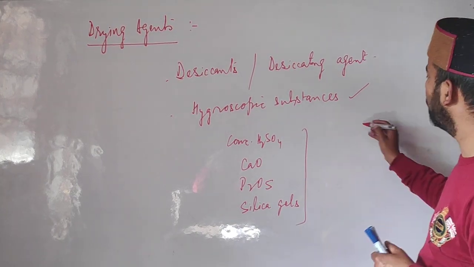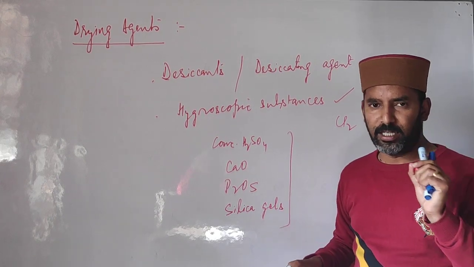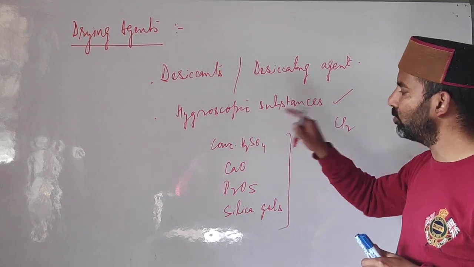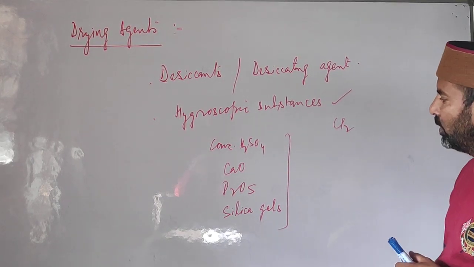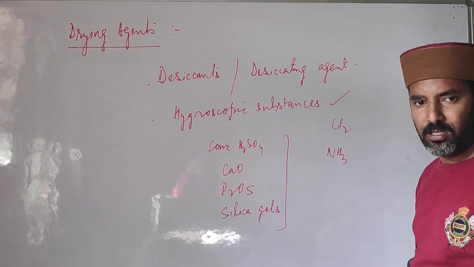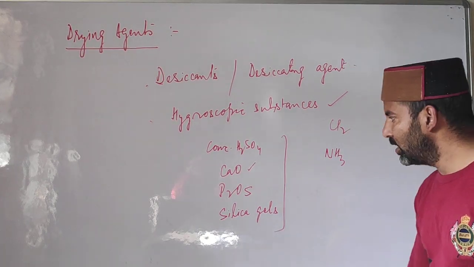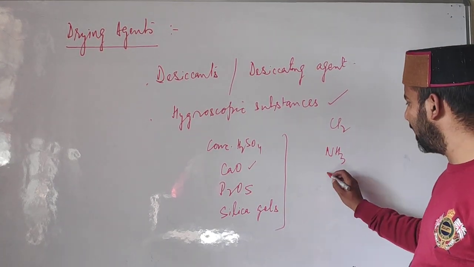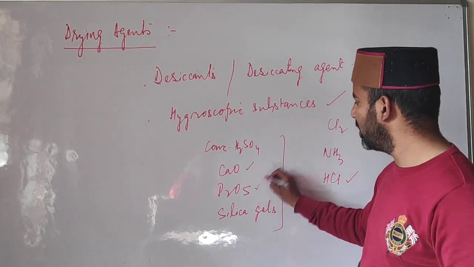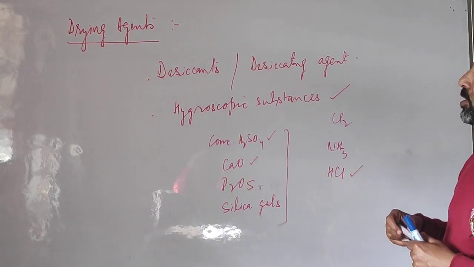Like gases such as chlorine. Generally, when we prepare chlorine, it has a certain water content also, meaning it is moist. So if we want to dry it, we pass that chlorine through concentrated H2SO4. Similarly, when ammonia gas is prepared in the lab, it is also moist. So in order to remove moisture from ammonia, it is dried by calcium oxide. Similarly, gases like HCl gas can also be dried by these drying agents.